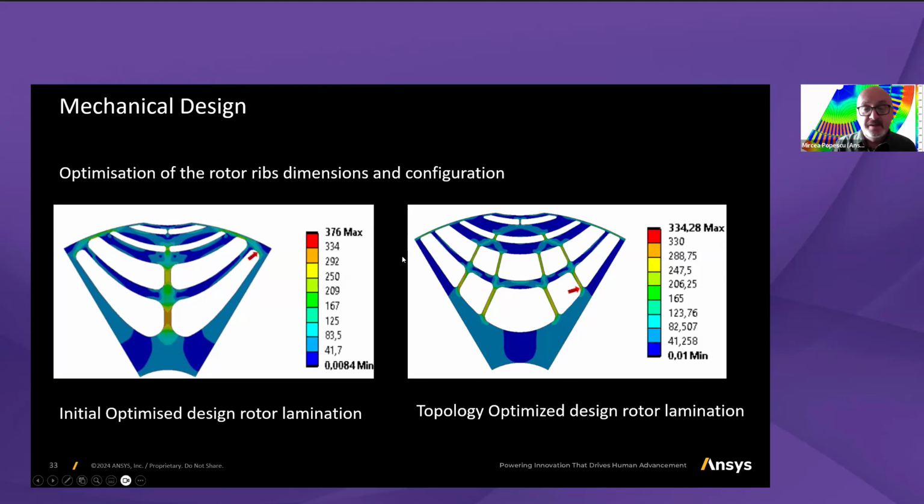And the critical maximum mechanical stress has been moved from different sections. Here on the left hand side, these arrows point to where the maximum mechanical stress was, and it is moved to this region when you do topology optimization.